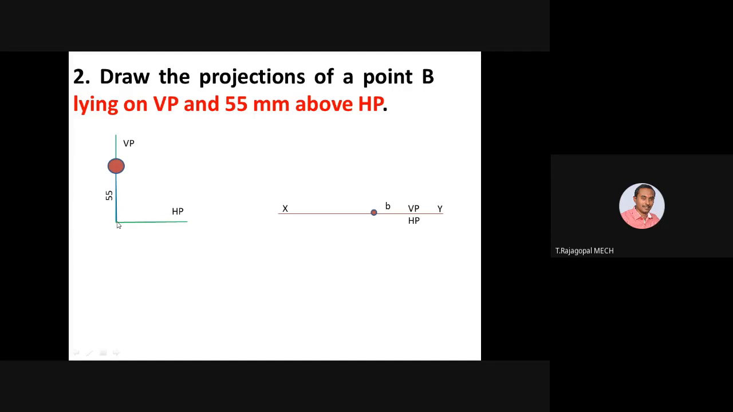Now, what about front view? 55 mm above HP is the front view, above the XY. This is the B dash. So this is your answer. No need to draw this. This is for our easy understanding. I have given this part. This is the answer to your question.